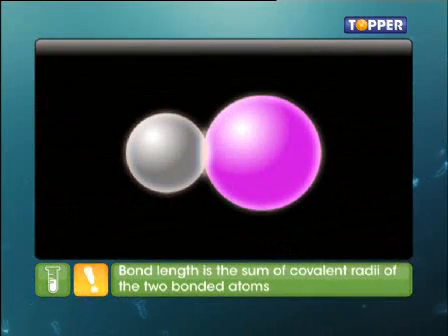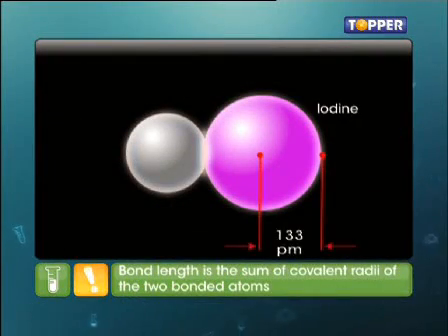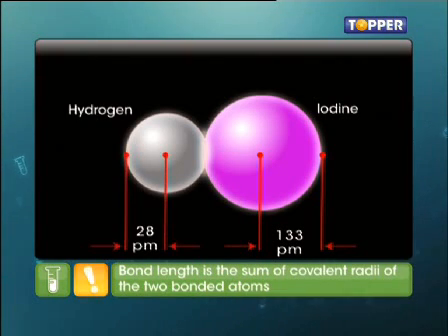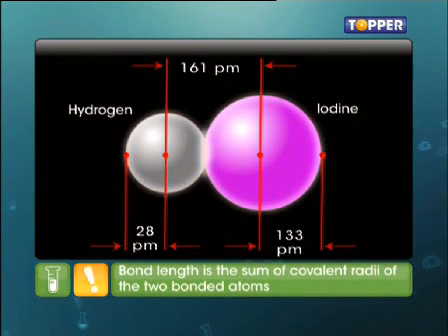What about the bond length of dissimilar atoms? Let's take the example of hydrogen iodide. Here, the covalent radius of iodine is 133 picometer and hydrogen is 28 picometer. As you can see, the bond length is 161 picometer. That is the sum total of the covalent radii of hydrogen and iodine.